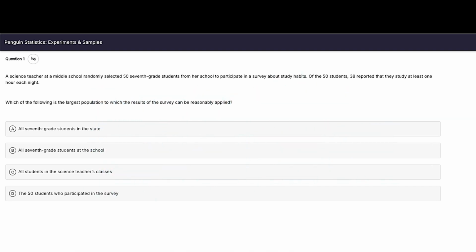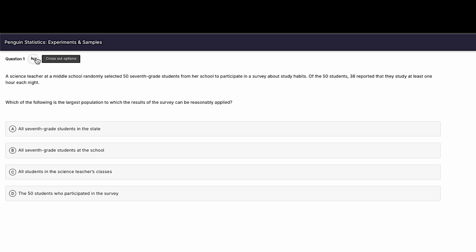This is going to be an actual SAT style question that tests this concept. And yeah, we're looking for this question stem where it talks about the largest population to which the results can be reasonably applied. So what kind of people do we have in our sample? We have seventh grade students from this science teacher's school. So we need seventh grade students from the school.